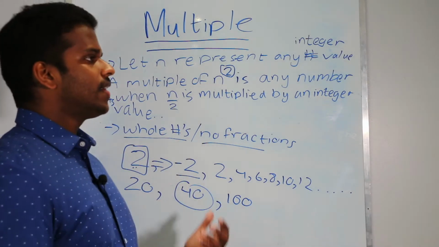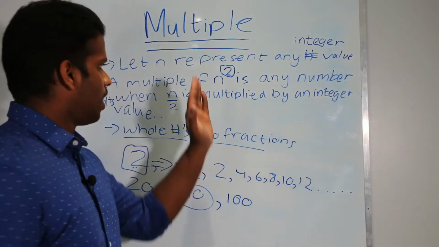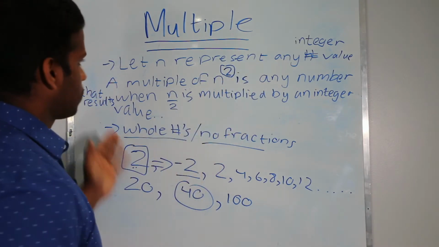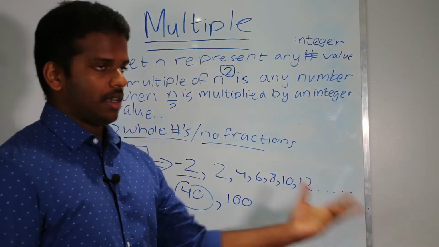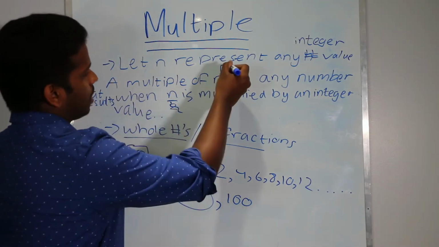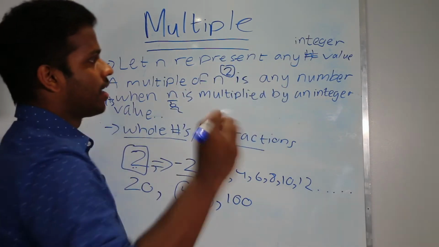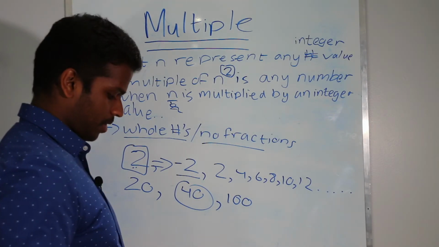So basically it comes back to our definition. A multiple of n, for any integer value, is any number that results, or is a product, because product is the result of a multiplication problem, when n, which I just put as 2 here because that's the number we used for example, is multiplied by another integer value. And that's multiples for you.